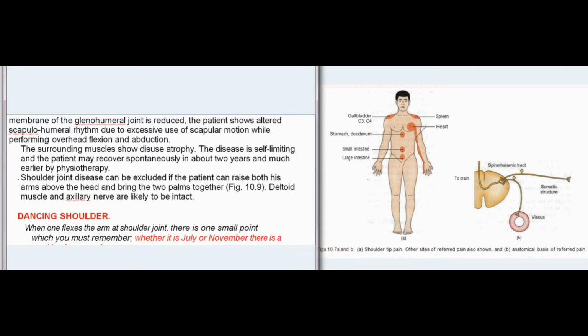Shoulder joint disease can be excluded if the patient can raise both his arms above the head and bring the two palms together, Fig 10.9. Deltoid muscle and axillary nerve are likely to be intact.